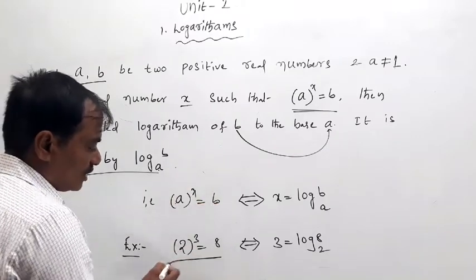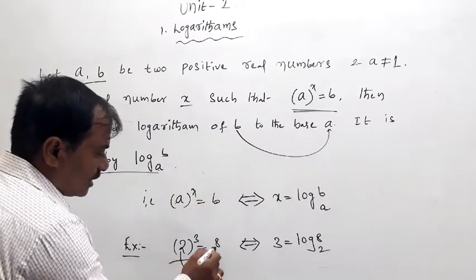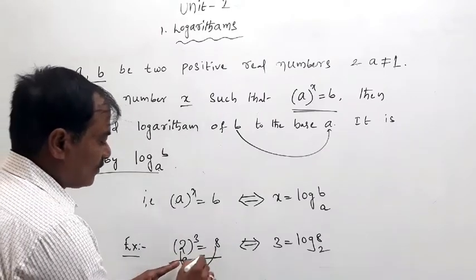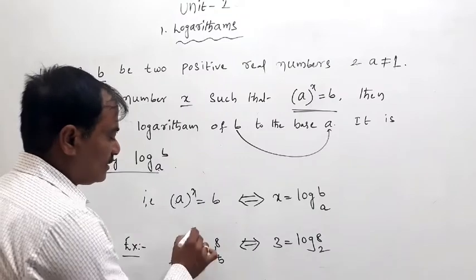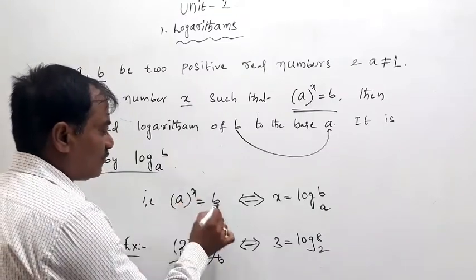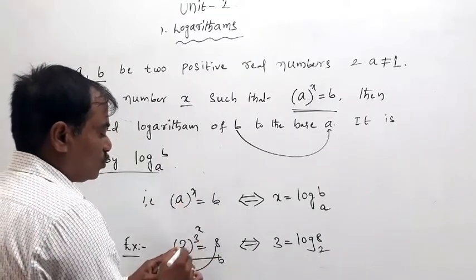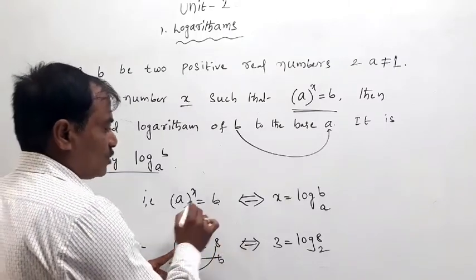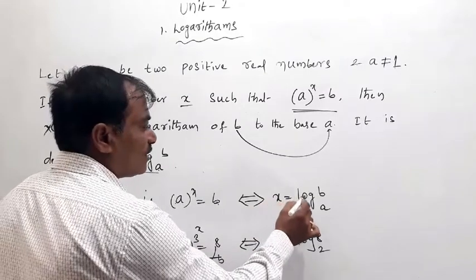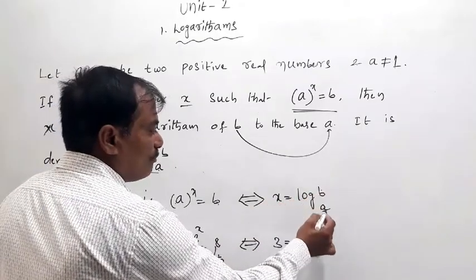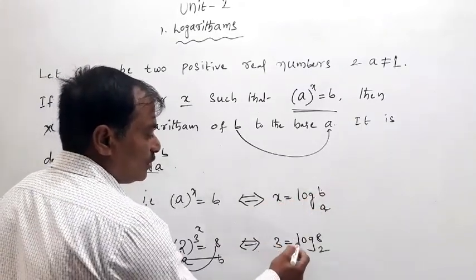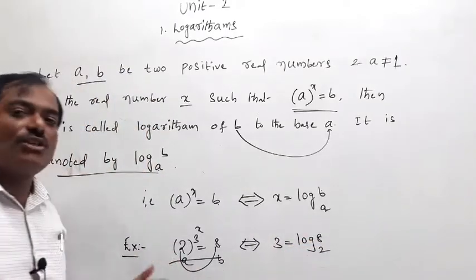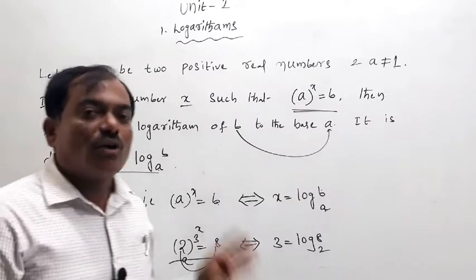We are taking one example here. These two are real numbers, 2 and 8. This is a and this is b. What is x here? This is x. So a to the power of x equals b: 2 power 3 equals 8 if and only if x equals logarithm of b to the base a. Here 3 equals logarithm of 8 to the base 2. So this is the definition of logarithms.